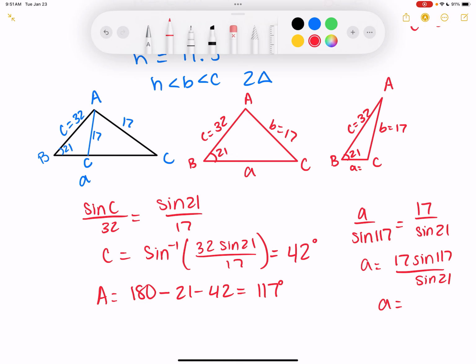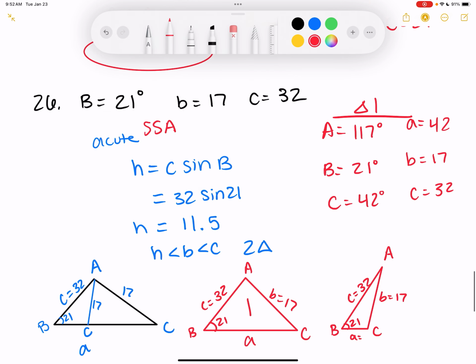Which triangle is in this triangle? The big one. Okay. 42. Okay.